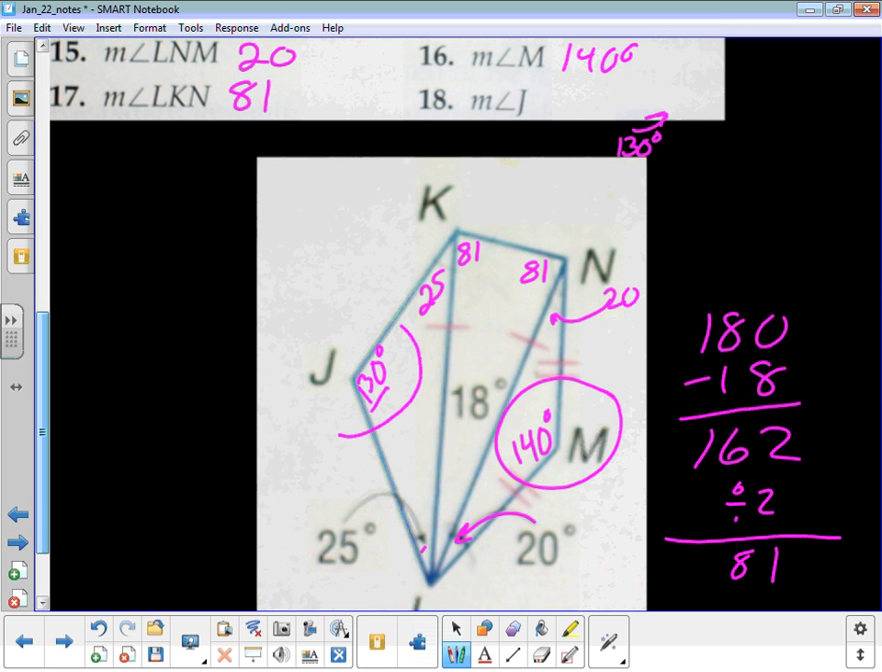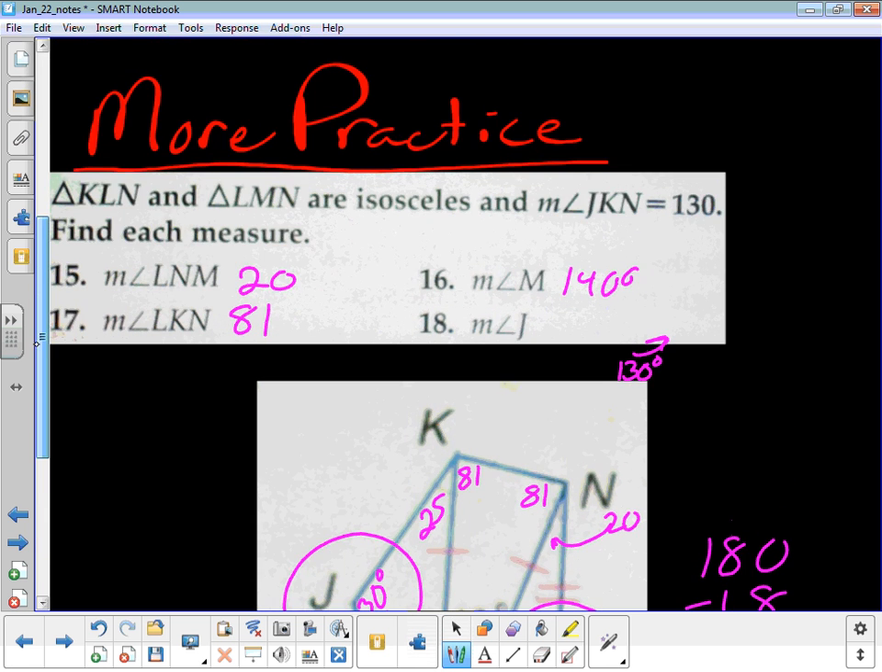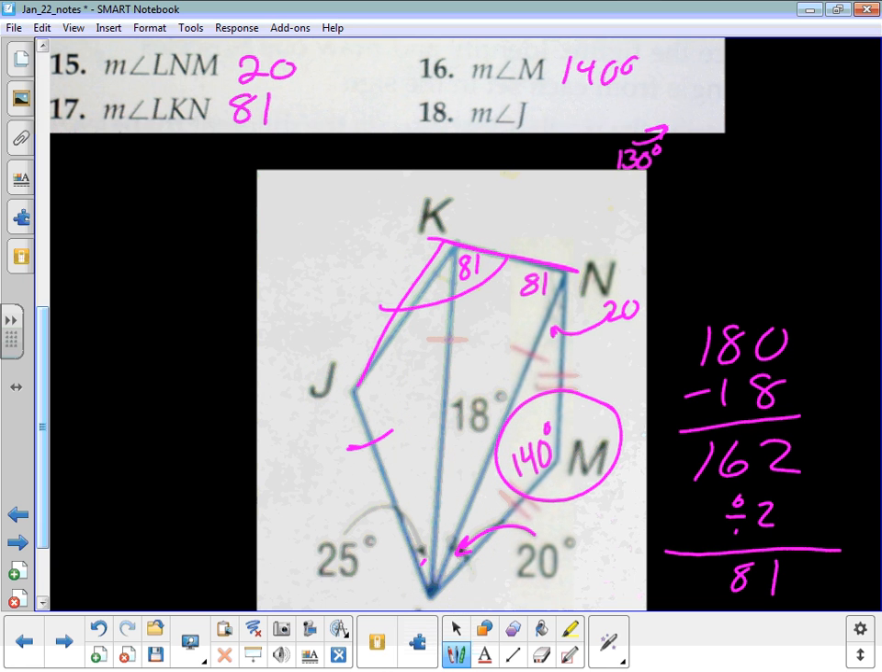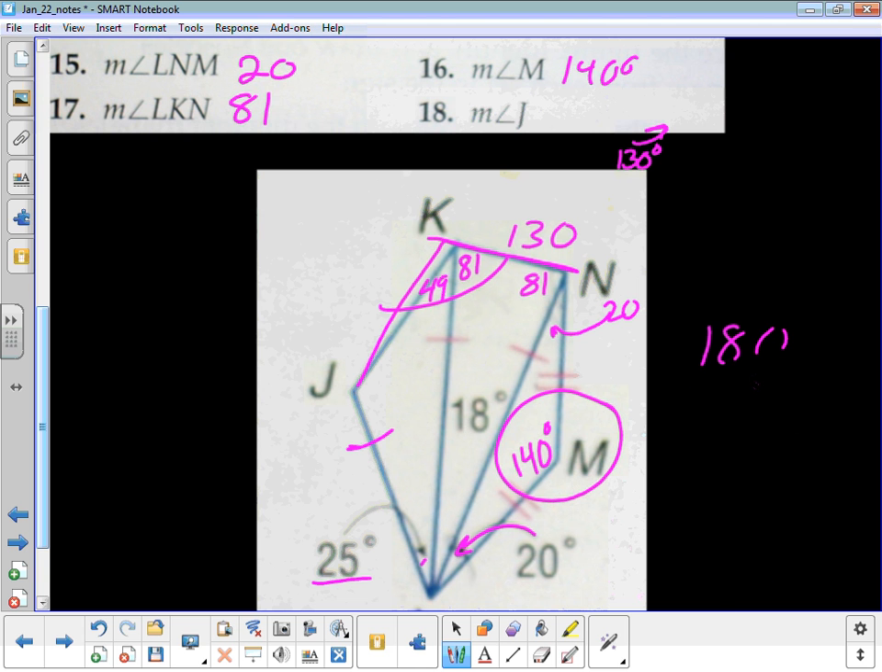What's the measure of angle J? It's 100 and... Whoops, I made a mistake. Scratch that. That is 81. This angle here was 130. I pointed you in the wrong direction. So that's 130. Well, if that's 81, this is a 49 degree angle. That's a 25 degree angle. So I would take 180 minus 49 minus 25 to get my angle J. Sorry, I read that problem incorrectly. Good thing we have a chance to fix it. So 180 minus 49 is 131, minus 25 is 106. So that's a 106 degree angle.